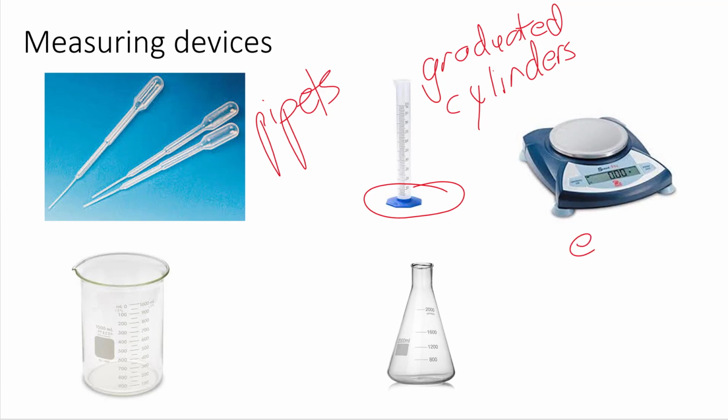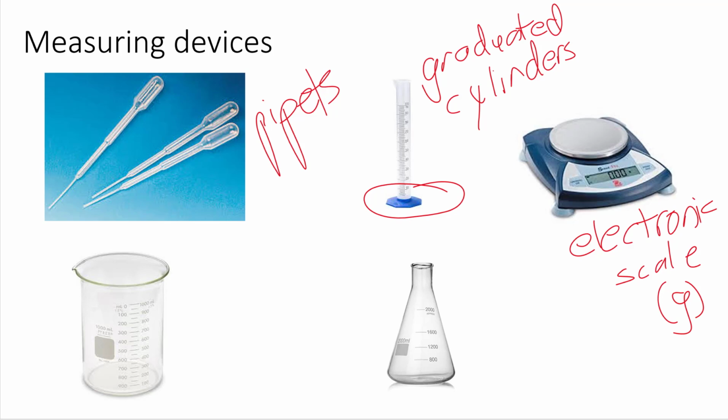This is an electronic scale. Electronic scales allow us to weigh masses, where so far in these 4 images on the left we're measuring volumes. And so we used that to measure grams, but obviously we can use it to measure other units of mass measurements.